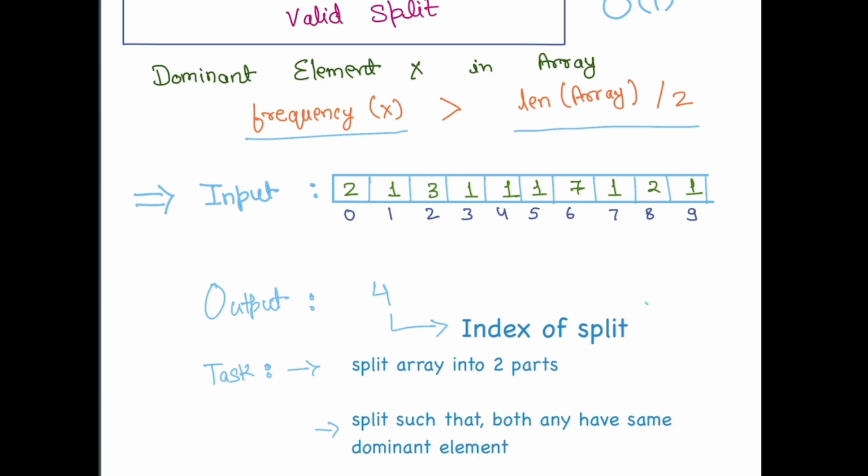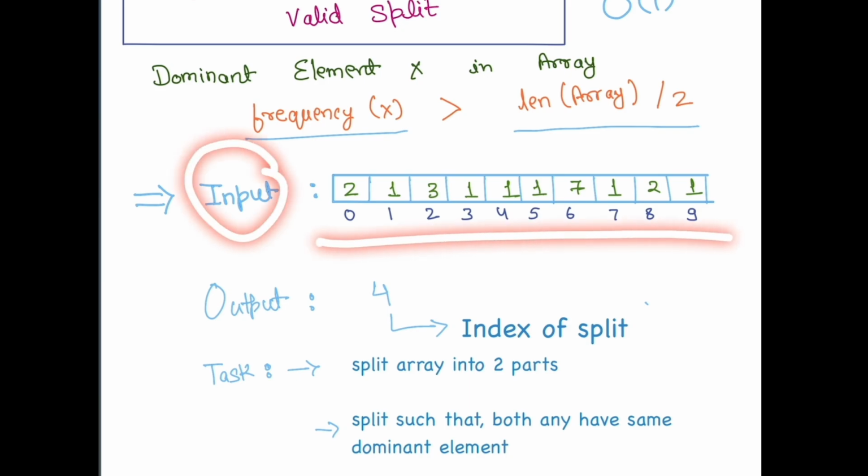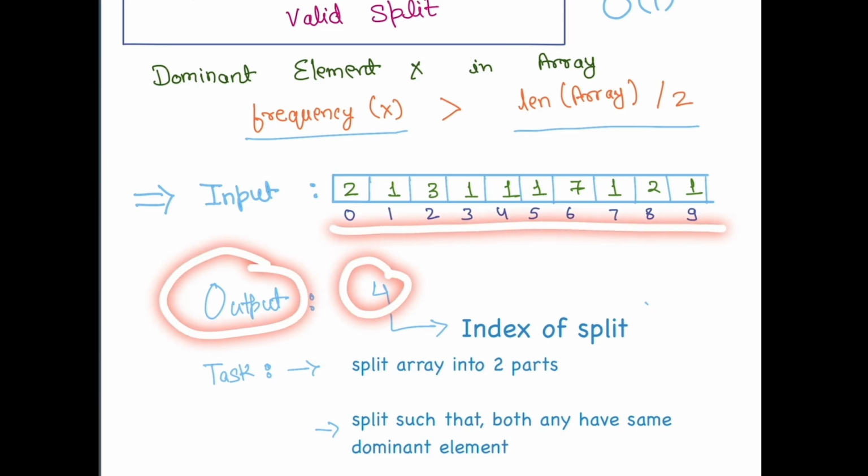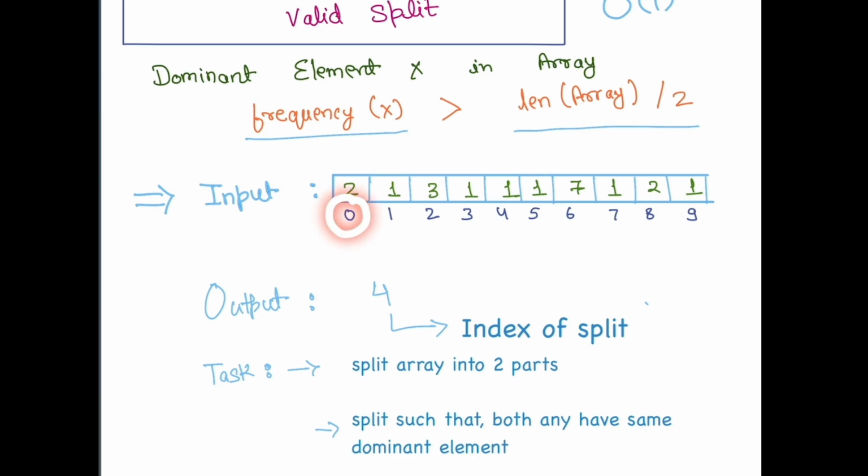In this particular question, we are given an input and the input is an array. This array is an array of numbers and we have to give an output of a particular index of this array. Right now this array has 10 elements, so the indexes are 0 to 9. And what we need to output is some index of this array. Right now the output is 4. So this is the index.